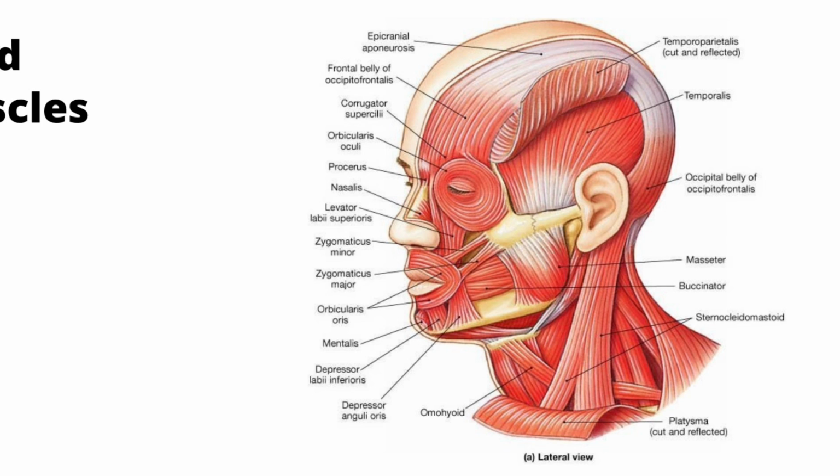The buccinator helps to blow or keep the food between the teeth. The risorius stretches your lips to the sides like a forced smile. The depressor anguli oris lowers the corner of the mouth, expressing sadness. That's the first type of head muscle.